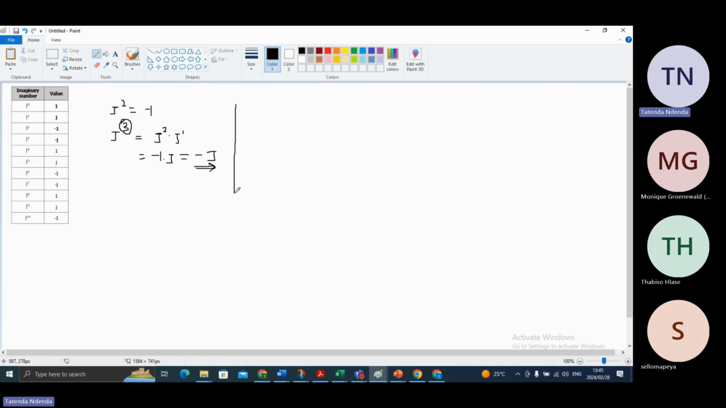No, you get it, don't worry. Now, when it's j to the power 4, we are saying this is j squared multiplied by j squared. So this is the same as saying negative 1 multiplied by negative 1. If it's negative 1 multiplied by negative 1, we get 1. That's why it's positive. The squared one is negative because that's the starting point.